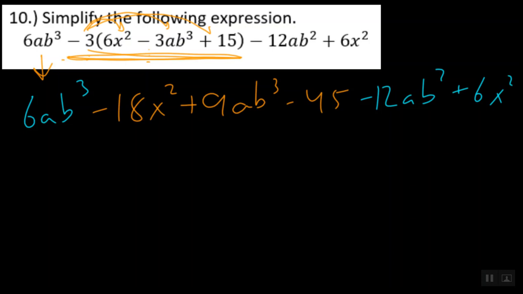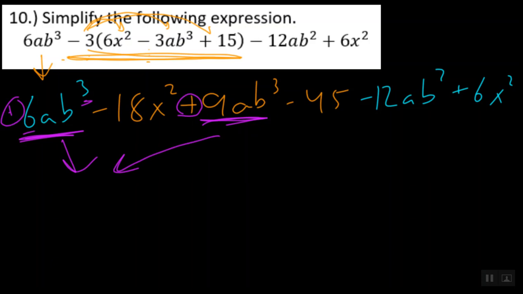All right, now I want to use some different colors here. Why not? Okay, let's look. We see that this ab cubed has the highest degree, so I'm going to put it first. And this also has an ab cubed, and so let's go ahead and combine these two like terms. Notice this is a positive, this is a positive, so 6 plus 9 will give us 15ab cubed.